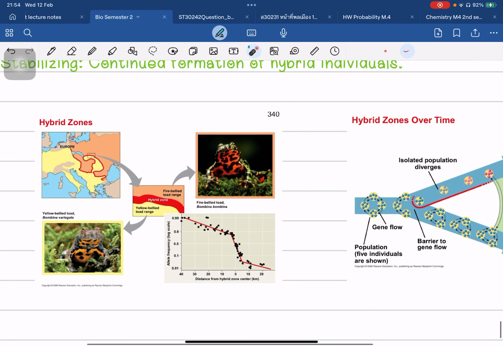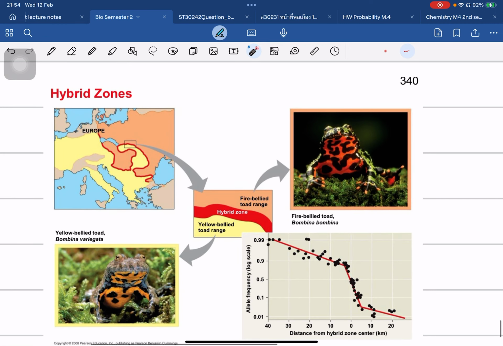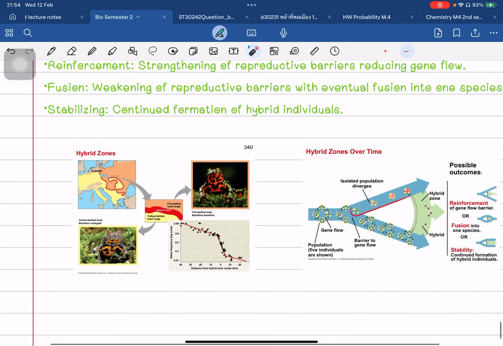This is the example. So this is the hybrid zone. As you can see, it is the zone where two different species can meet each other and mate, producing hybrid offspring.